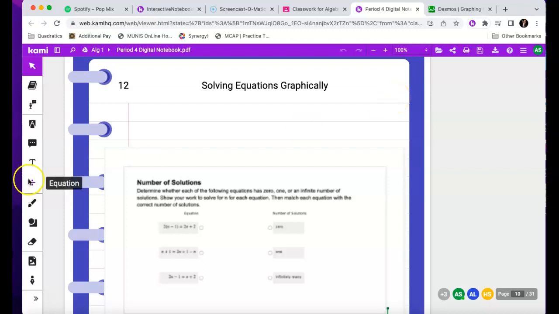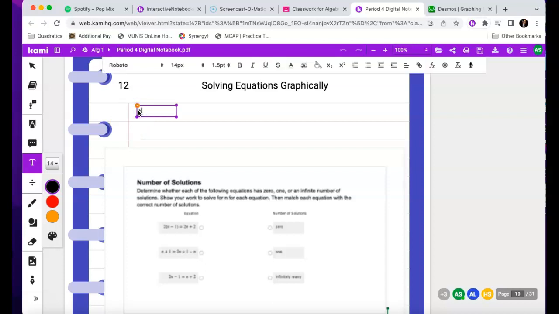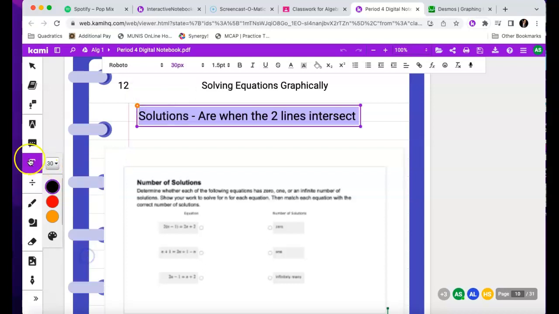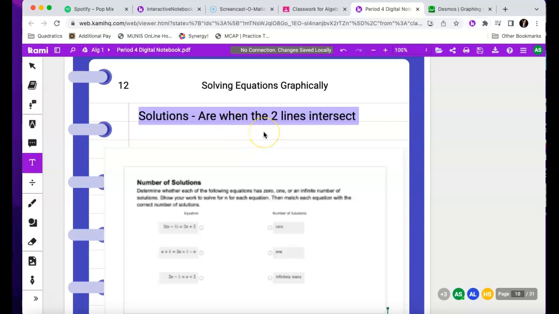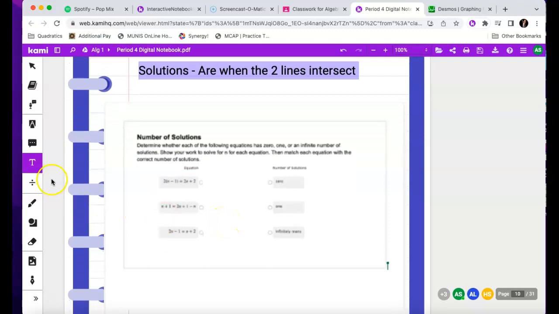So solving equations graphically. We're going to talk about the number of solutions. Our solutions, when we solve it graphically, are where the two lines intersect. So I'm going to open up a Desmos graphing calculator. We're going to graph each set of our equations, and then look at what the graphs look like and what they can tell us about our solutions. We're going to determine whether each of the following equations has 0 solutions, 1 solution, or infinitely many solutions. So we're going to do the work for each one of these.